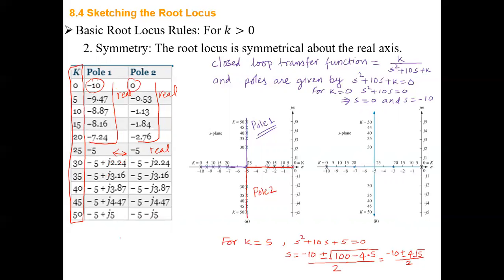But here the poles are not the same, but they're conjugates, right? I would say, okay, this is plus, this is minus, see? But everything else is the same. Negative 5, 2.24. Negative 5, 2.24. So this one is plus, this one minus. That's called conjugate. Otherwise, they are the same.